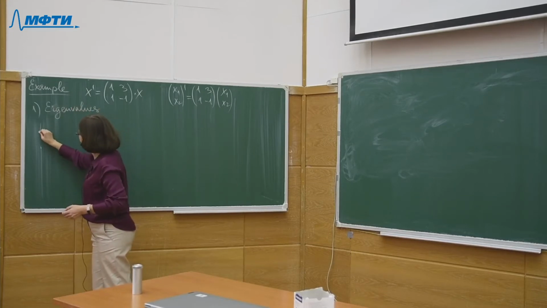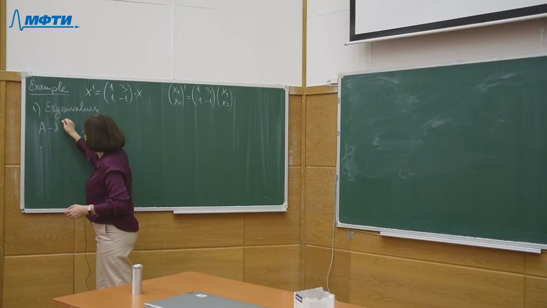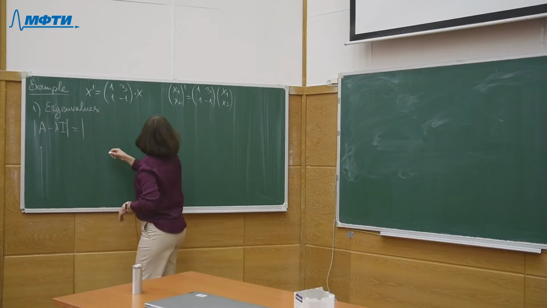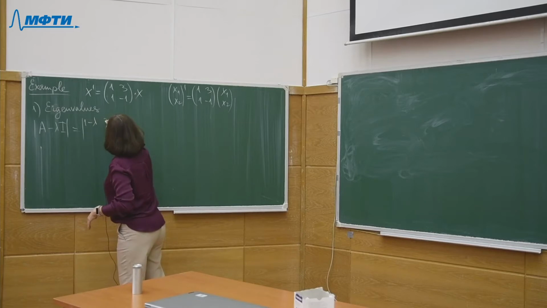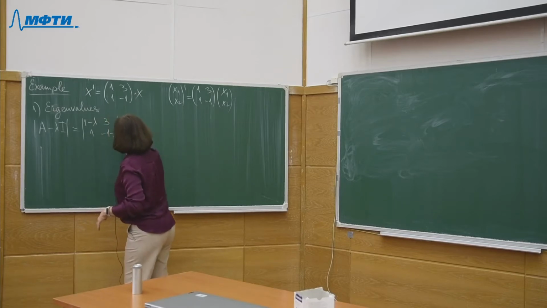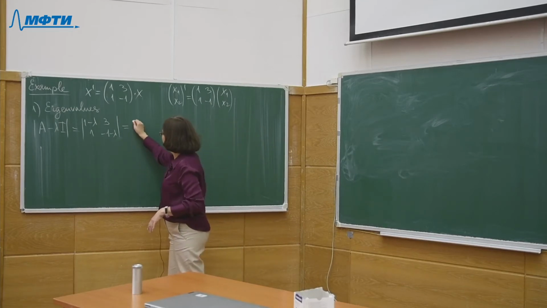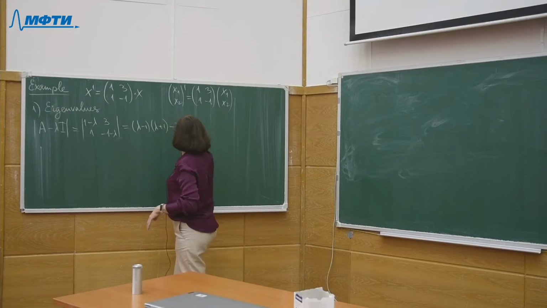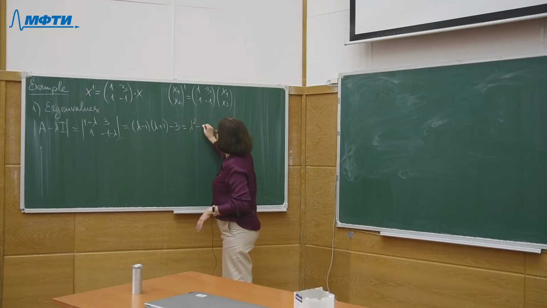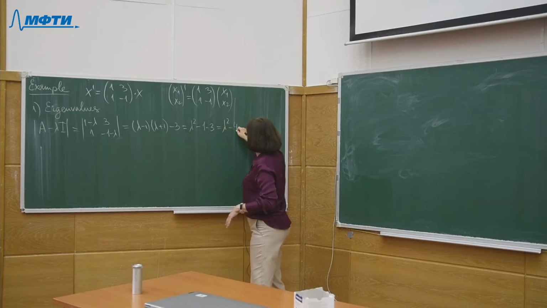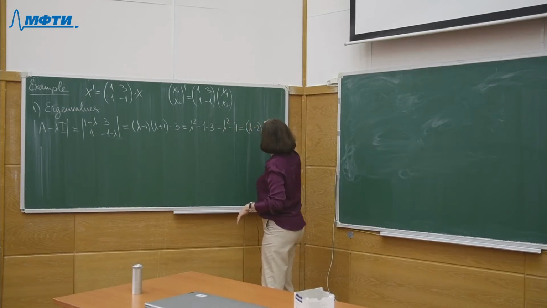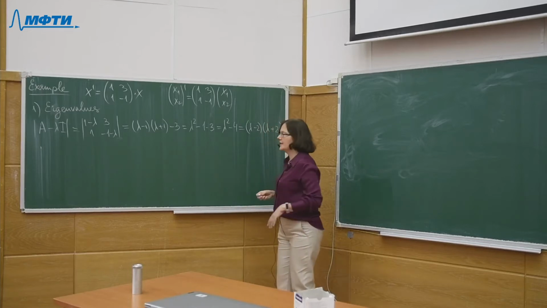To find eigenvalues, we should find the matrix A minus lambda I and find the determinant of this matrix. It is 1 minus lambda, 3, 1, minus 1 minus lambda. The determinant of this matrix is equal to lambda minus 1 times lambda plus 1 minus 3. It is equal to lambda squared minus 1 minus 3, lambda squared minus 4. It is lambda minus 2, lambda plus 2. This is a characteristic equation.